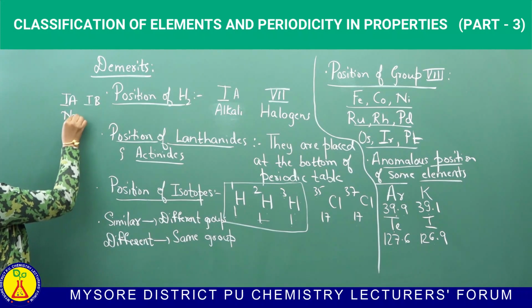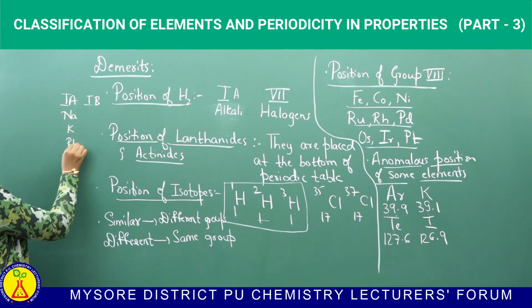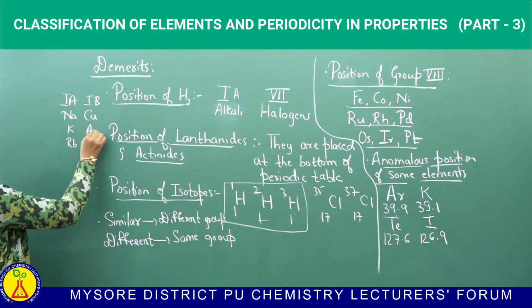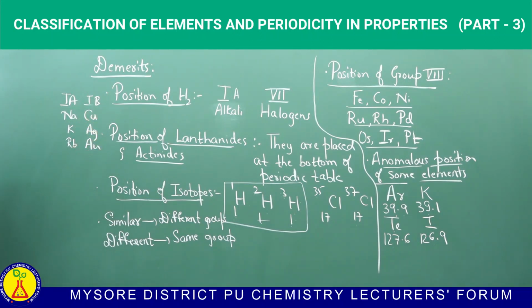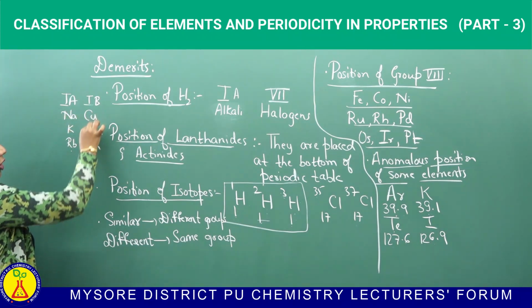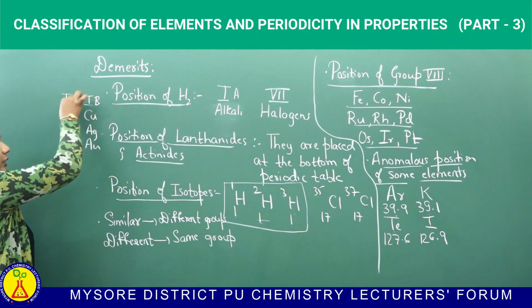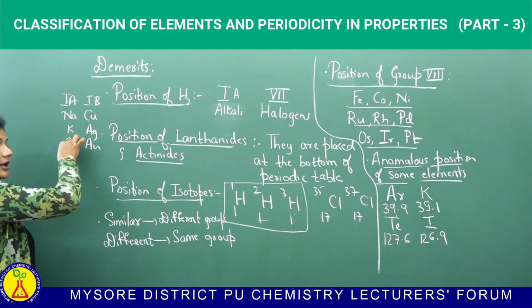In 1A, you have sodium, potassium, rubidium, and so on. In 1B, you have copper, silver, gold. In the elements, you can see copper, silver, and gold. Okay? So, sodium, potassium, rubidium here, copper, silver, and gold. You can see. What does it mean, ma'am? This is 1A, 1B, they are in one group. But these are alkali metals.